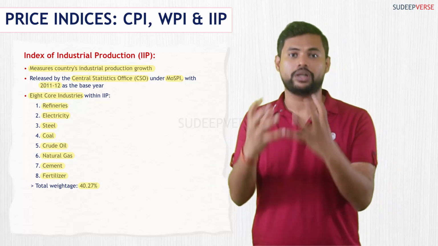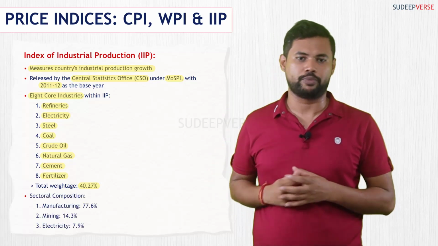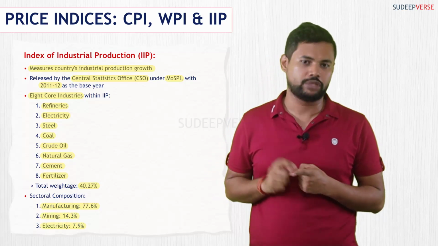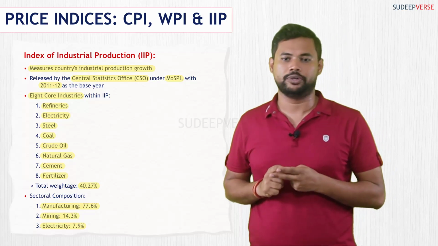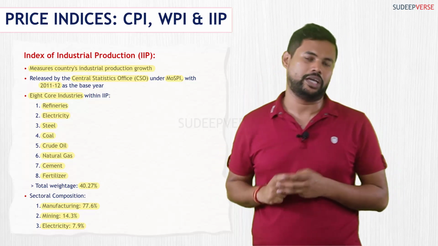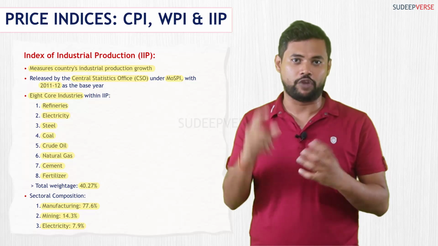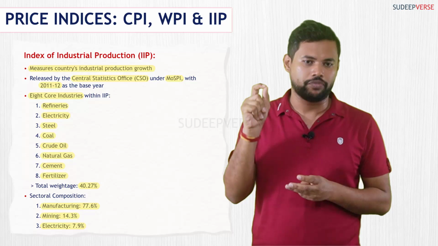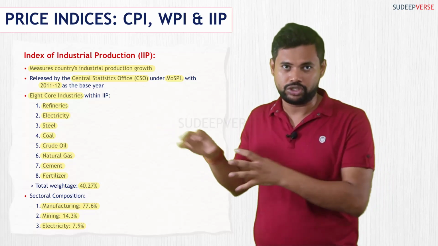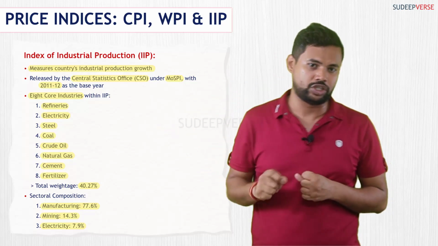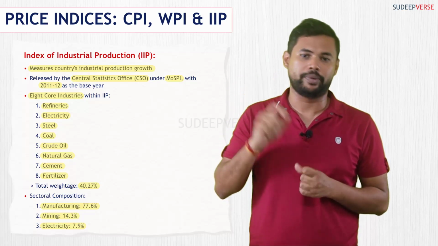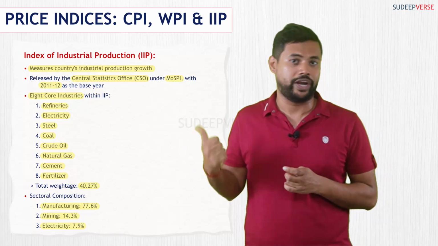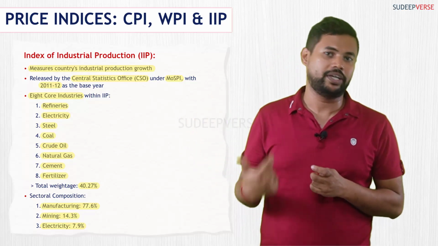Now, the sectoral composition of the Index of Industrial Production is, broadly, 3 sectors. You have manufacturing that has 77.6%, mining that has 14.3%, and electricity that has 7.9%. So manufacturing within the IIP has been given predominant importance. Apart from this, there is also an Index of 8 Core Industries, released by the Office of the Economic Adviser, DIPP, Ministry of Commerce, and the base year for this index of 8 core industries is 2011-12.